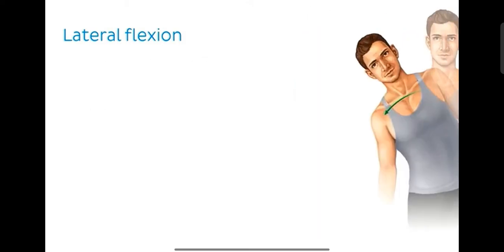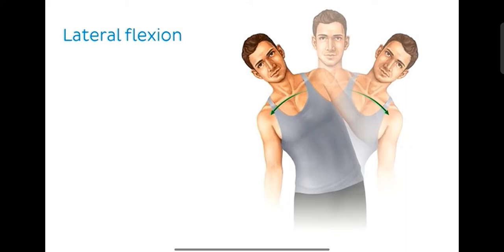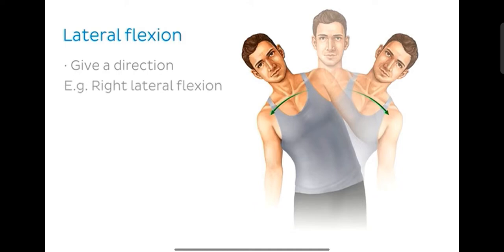This image shows lateral flexion on the lumbar spine. Unlike flexion and extension, where each term gives the direction automatically, we must give a direction to lateral flexion. For example, right lateral flexion. The direction is always from the perspective of the person performing the movement, and it is the side on which the joint angle is decreased, which is on the side here.